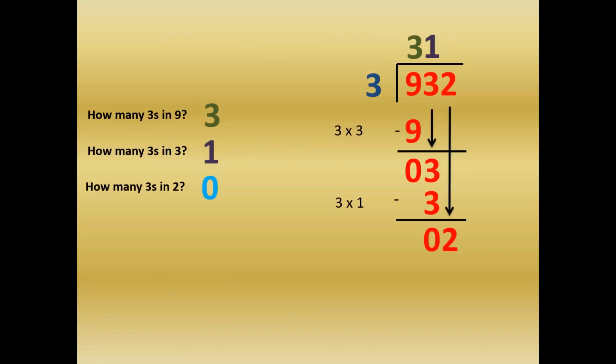So then how many 3's go into 2? 0. If 0 meant nothing and it didn't have any importance, we could just leave that out and our answer would be 31. But instead, we have to make sure we add that above the 2, so it becomes 310, and then 2 would become our remainder. So that means 932 divided by 3 would be equal to 310, remainder 2. So our 0 is important.